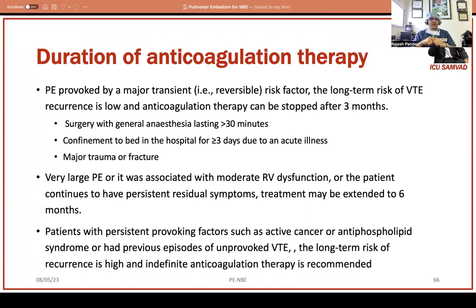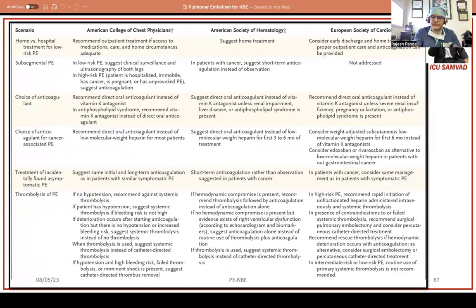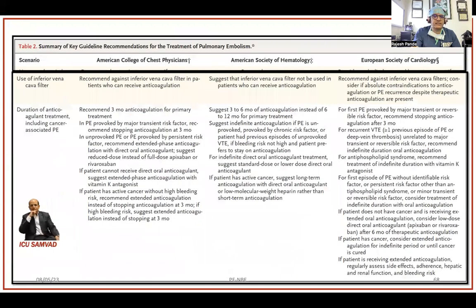In a very large pulmonary embolism, where there is moderate RV dysfunction or the patient has residual symptoms, we may extend this treatment to 6 months. Patients where provoking factors are persistently present, like active cancer, antiphospholipid syndrome, or previous history of unprovoked venous thromboembolism, have a high recurrence and a high risk of death, so indefinite anticoagulation therapy is recommended. These are some of the things that you can read. This is a very good New England Journal article.